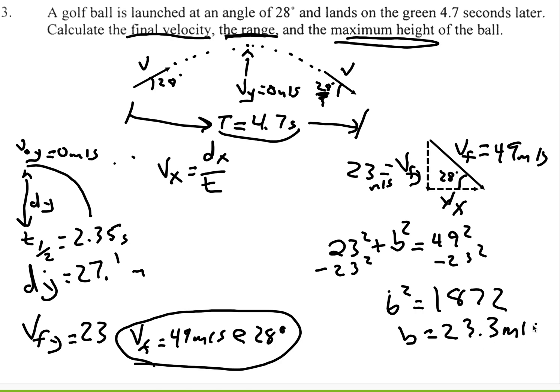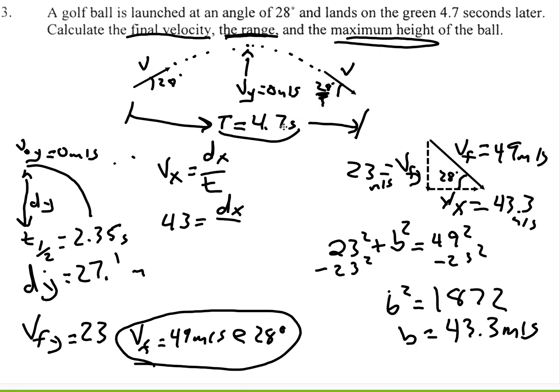So 43.3, not 23.3. Oh, sorry. Thank you. I'll fix that. Okay, so this will be 43.3. That makes sense because this angle is pretty shallow. Once again, I did not draw it to scale. So Vx is 43.3 meters per second. Well, now I can solve for this because I know Vx is 43. I'm trying to find dx.